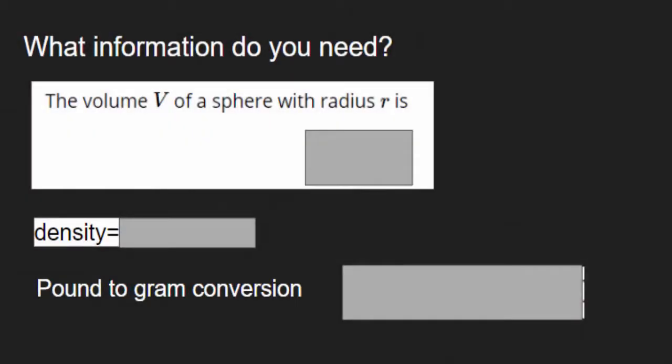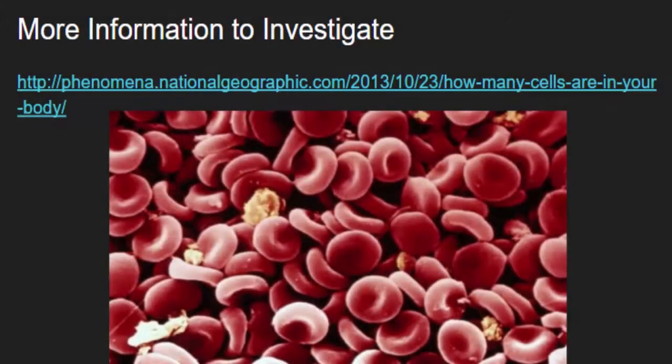Other students might need more scaffold information, such as how do you find the volume of a sphere, and a reminder about the concept of density and its formula, along with the conversion factor that allows students to convert pounds to grams. Once students have investigated this task and made their estimation, you could have them visit the National Geographic site and read the article, How Many Cells Are in Your Body, to compare and contrast their answer to the actual answer.